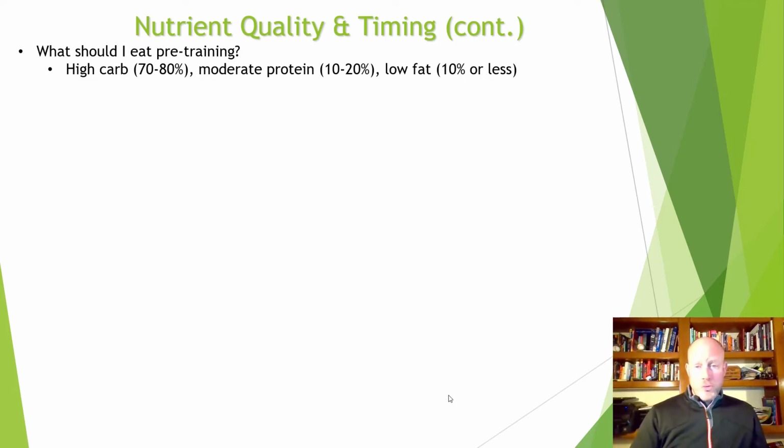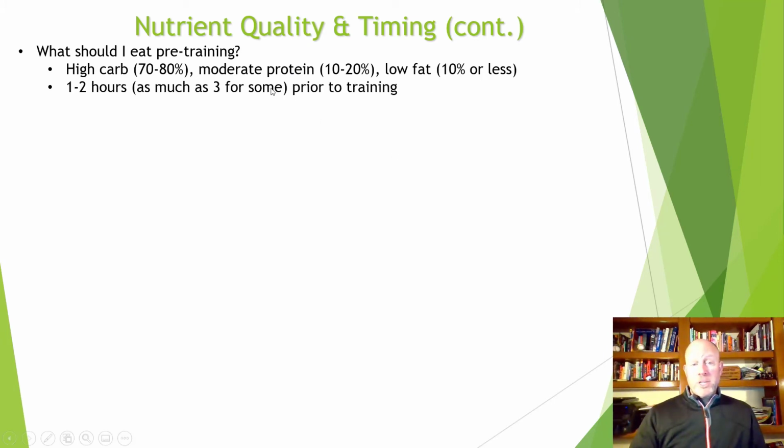Certainly, regardless, for the pre-workout meal, high carb, moderate protein, and low fat, 1 to 2 hours before. Okay, as much as 3 for some people if they have gastric issues, or just change up the foods and what you eat. You've got to play with this a little bit. Keep it low fat, really moderate to low protein. 20% is considered to be a fairly good protein amount, by the way, and mostly carbohydrate.